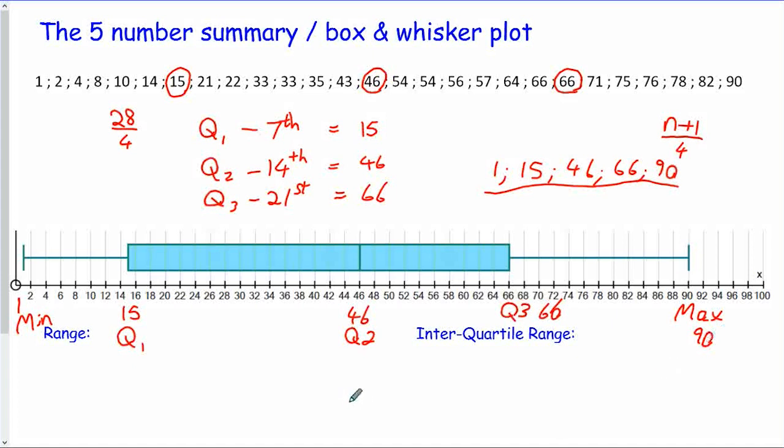Two measures of spread that are quite important are what we call the range and the interquartile range. The range is just the biggest minus the smallest, so the range would be 90 minus 1, or 89. The interquartile range is the third quartile minus the first quartile. So 66 minus 15, so the interquartile range would be 51.